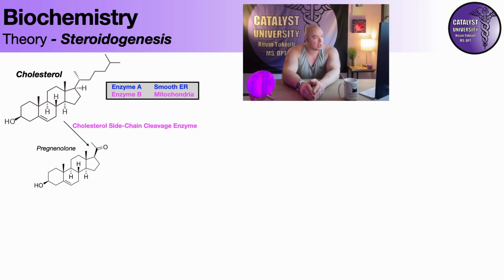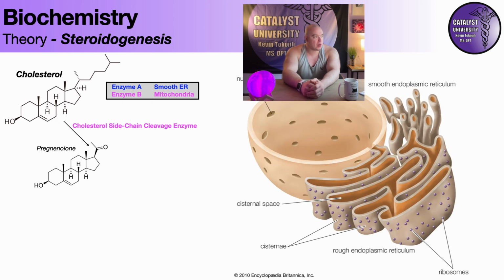What this enzyme does, as the name suggests, is it cuts off the vast majority of that tail and essentially just leaves a ketone functional group hanging right off the top of that D ring. Okay? And once that happens, you have pregnenolone.